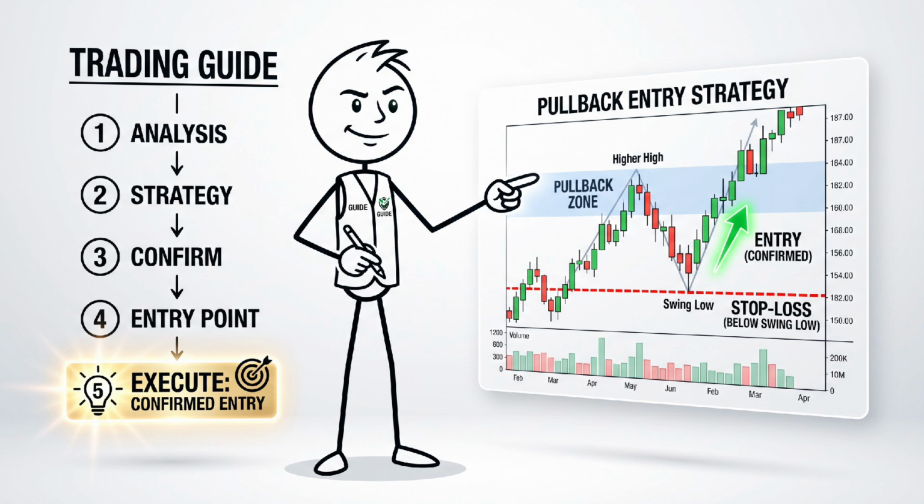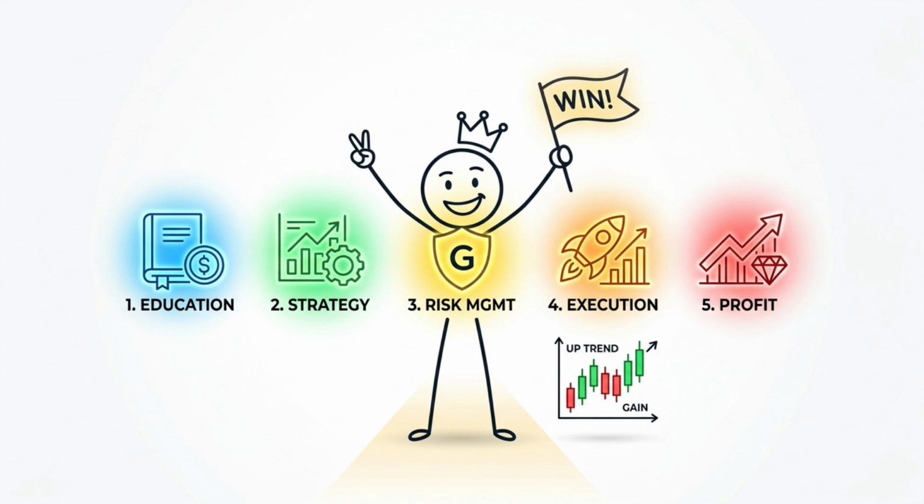Step 5. Execute. Enter in the direction of the primary trend during the secondary reaction in phase 2. Stop below the most recent swing low. Trail it as new swing lows form. Exit when structure breaks. A swing low violated with a close and displacement. Define, identify, wait, confirm, execute.